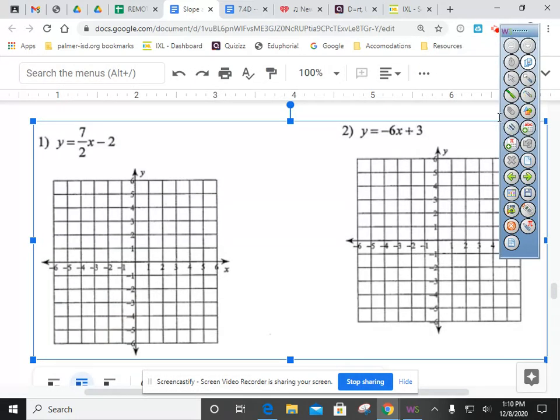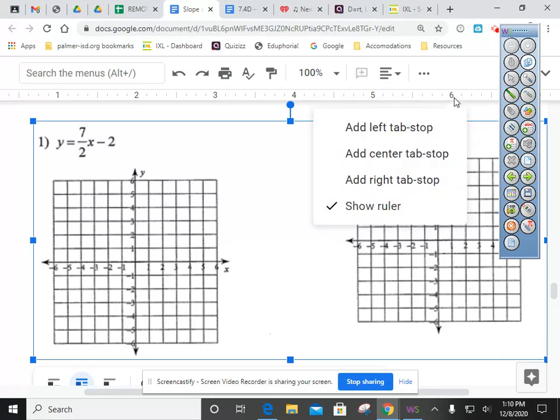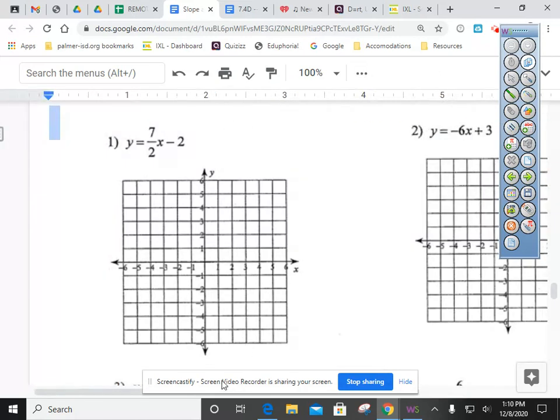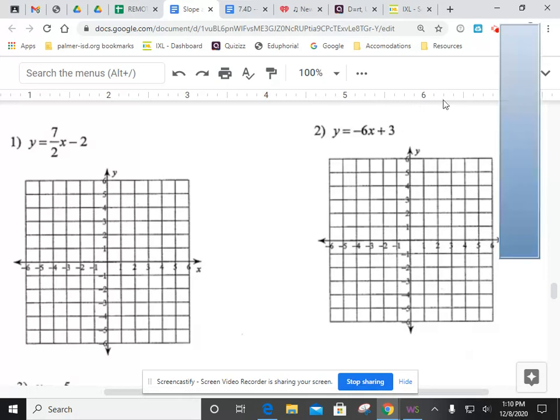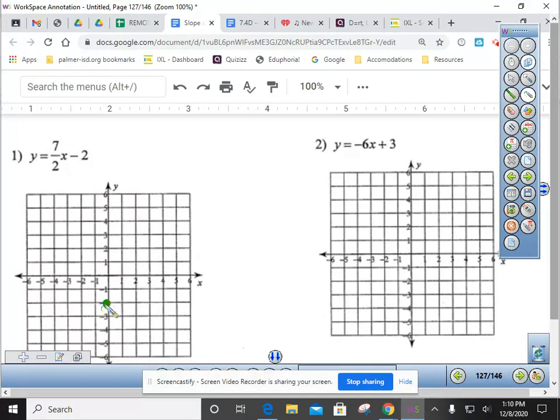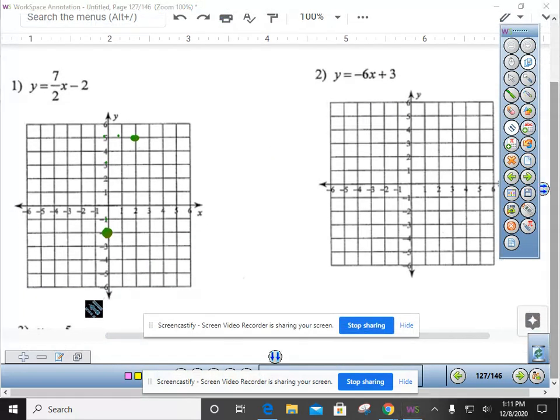Okay, so we're going to graph. Maybe they'll both fit on there. Okay, so we got negative 2 right there. And we rise 7. 1, 2, 3, 4, 5, 6, 7. And then we take our handy dandy ruler and do what? Connect the dots.